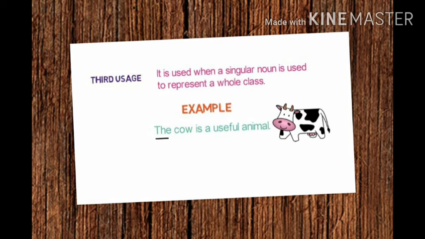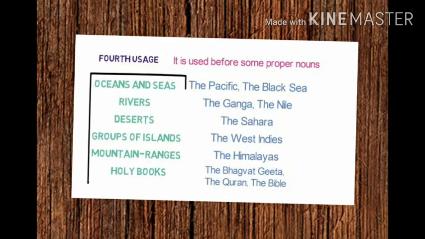The third usage is it is used when a singular noun is used to represent a whole class. For example, the cow is a useful animal. So here we are talking about all the cows. So it's talking about a whole class of cows. The fourth usage here is it is used before some proper nouns. For example, it can be used before the names of oceans and seas, the Pacific, the Black Sea. It can be used before the name of the rivers like the Ganga, the Nile.